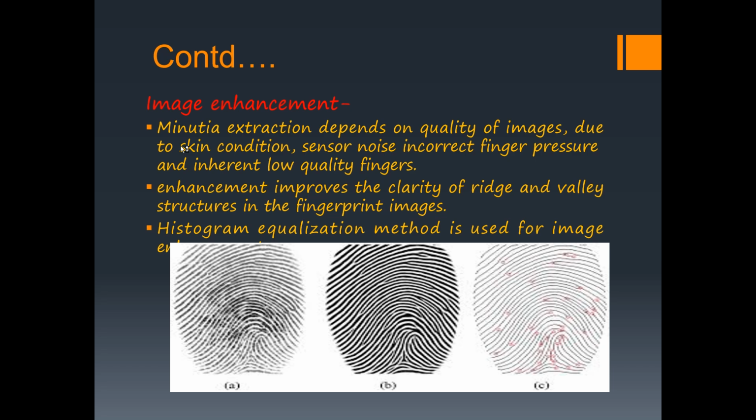Under the image enhancement process, minutiae extraction depends on the quality of images, which is affected by skin condition, sensor, noise, incorrect finger pressure and inherent low quality fingers. Enhancement improves the clarity of ridge and valley structures in the fingerprint images. Then the histogram equalization method is used for image enhancement.